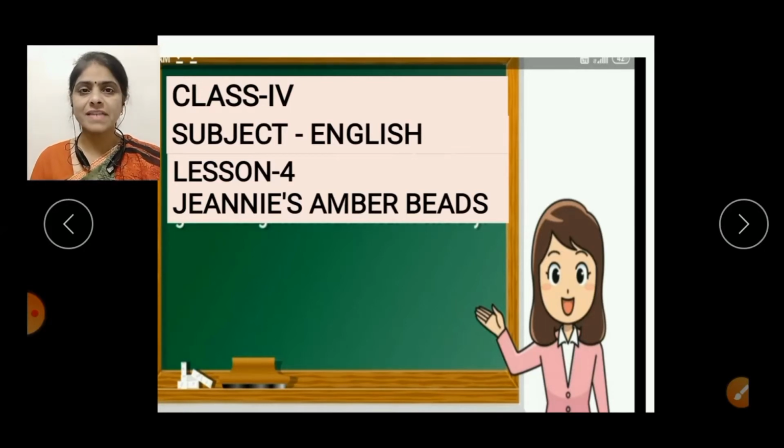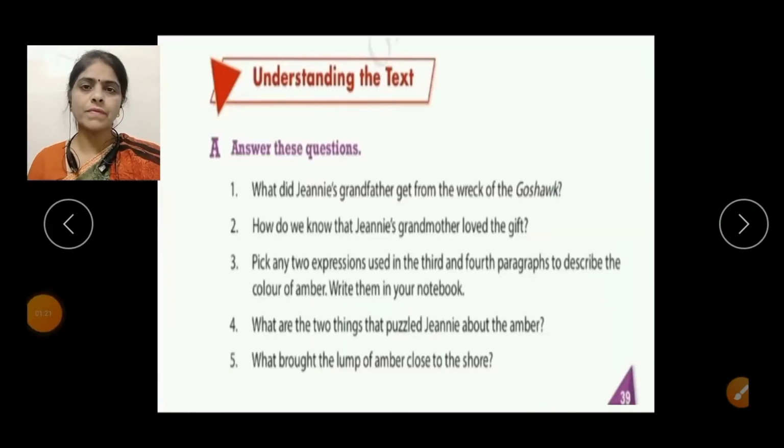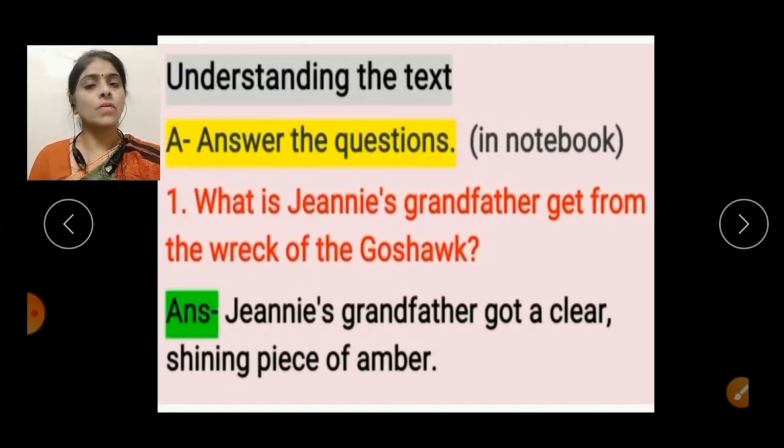So, let's start. First of all, we will have understanding the text which is given on the page number 39. In this, we will take exercise A. Answer these questions. So the first question is, what did Genie's grandfather get from the wreck of Goshawk? Answer is, Genie's grandfather got a clear and shining piece of amber.